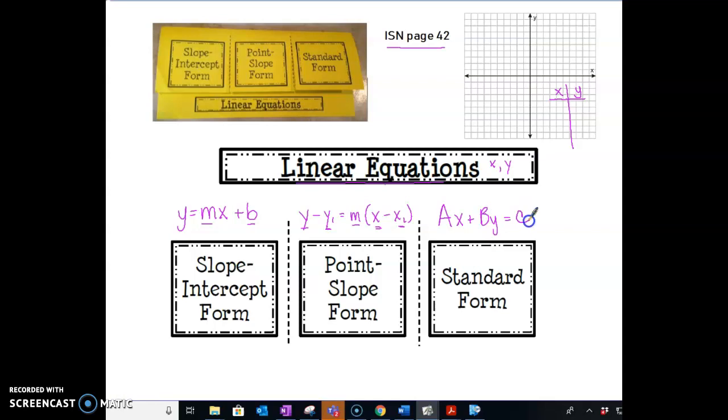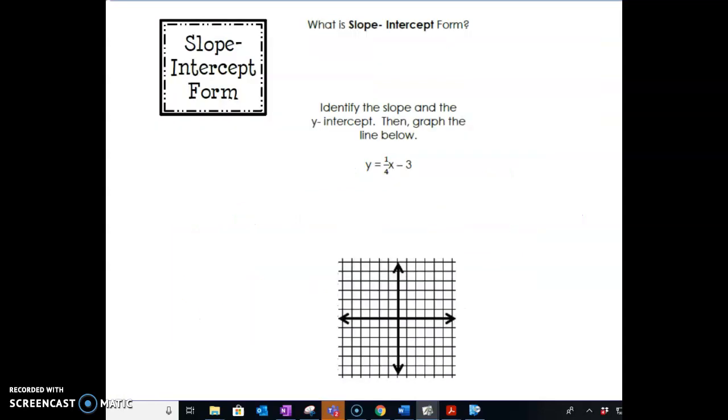Hi, this is Mrs. McNamara, and these are the notes for page 42 in your ISN, and it's about linear equations. So linear, remember, we're going to think about a line, and equations mean we are going to be dealing with this line that has x input and y output values. So they're on a coordinate plane.